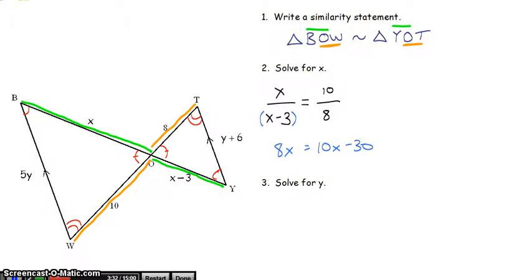I'll go through the algebra quickly. Hopefully we don't need help solving an equation. But if I subtract 10x on both sides, I get negative 2x equals negative 30. I divide both sides by negative 2, and I get x equals positive 15.